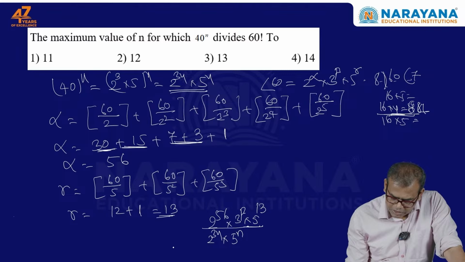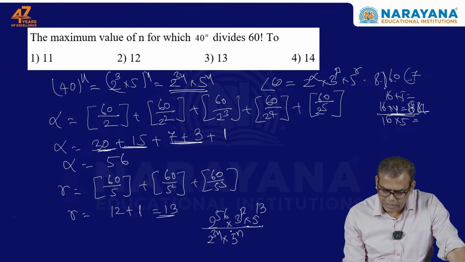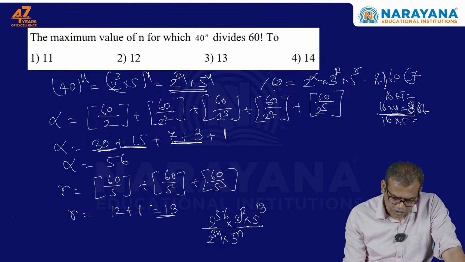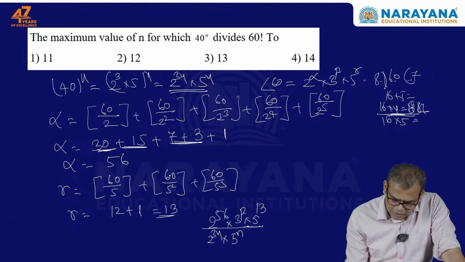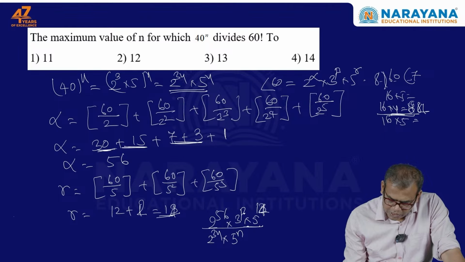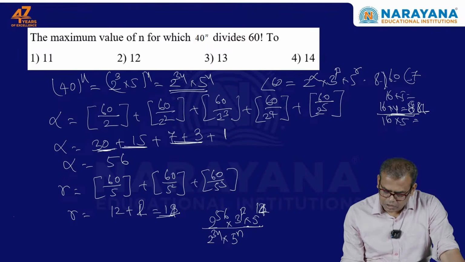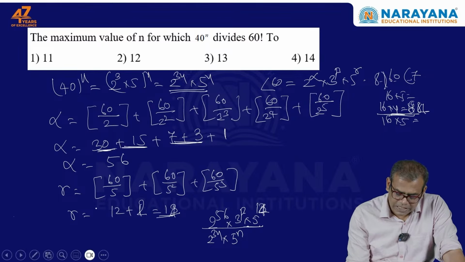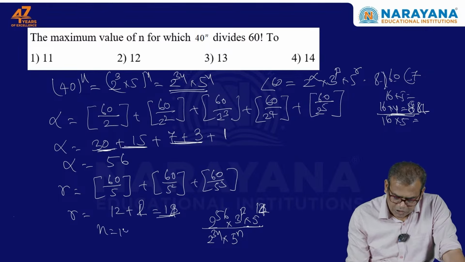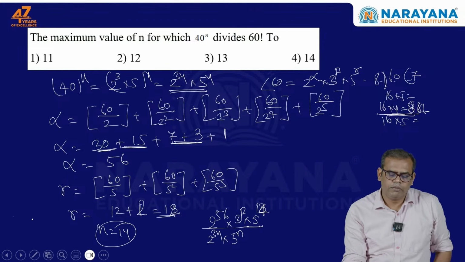So what will be the answer here? One minute, let me check once again the gamma: 60 by 5, and 60 by 5 square, 5 square is 25, here 2 will come, sorry, here 14 will come. So 14 into 3 is 42, so the maximum value of n will be 14. That is the answer. Now we will go for the next question.